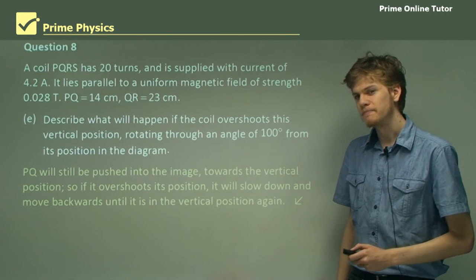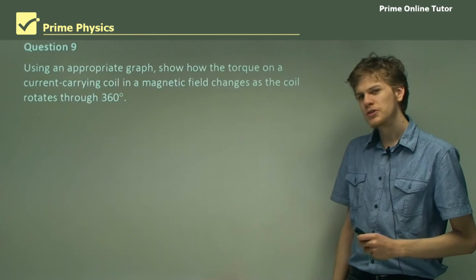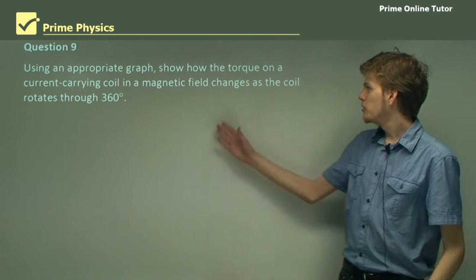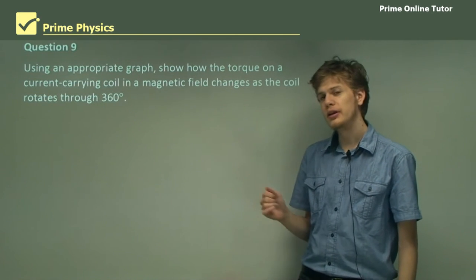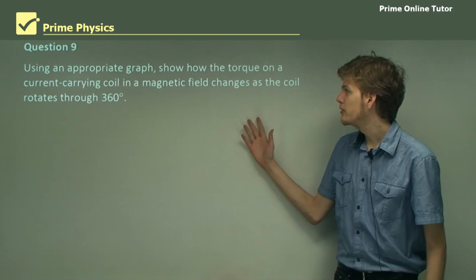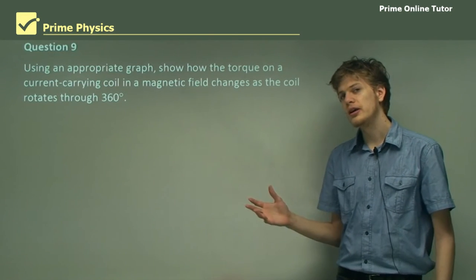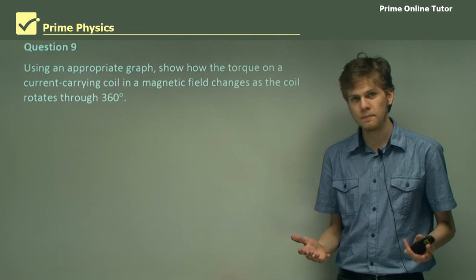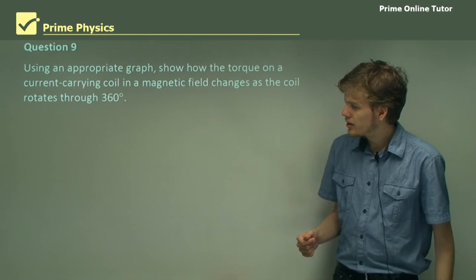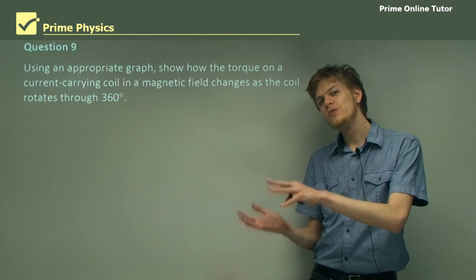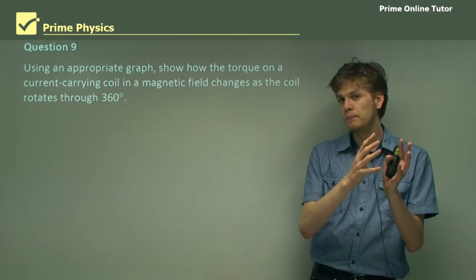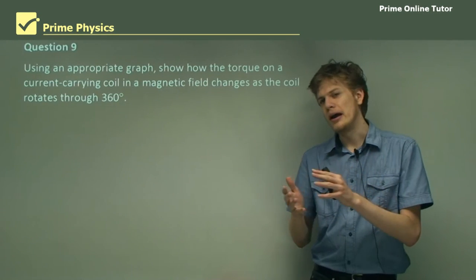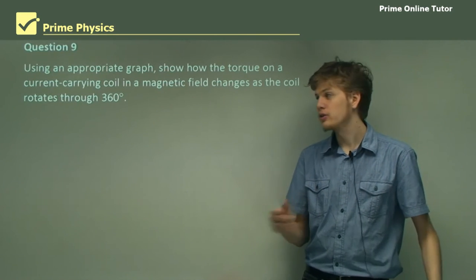On to the next question. Question 9. Using an appropriate graph, show how the torque on a current-carrying coil in a magnetic field changes as the coil rotates through 360 degrees. That is, a full revolution. Now, we know that if a coil overshoots the vertical position by just a bit, it'll go back the other way, right? That's what we were just talking about in the previous question.